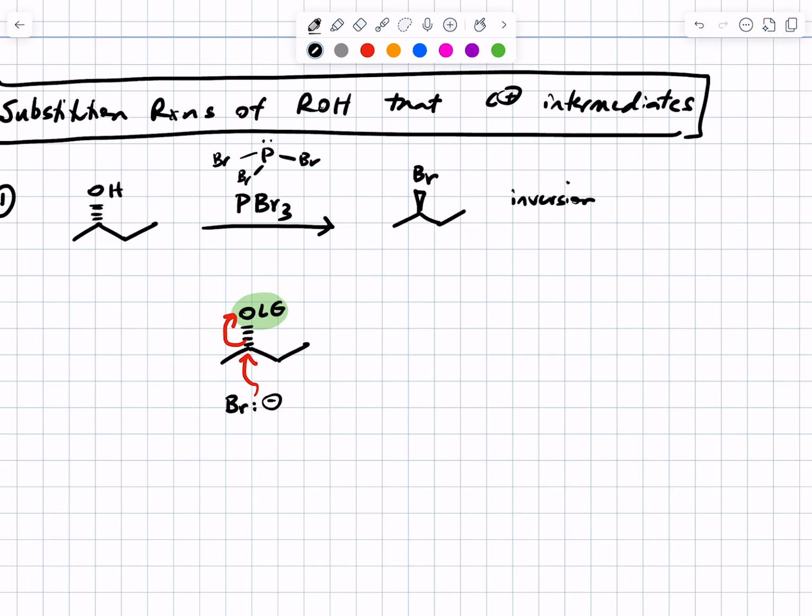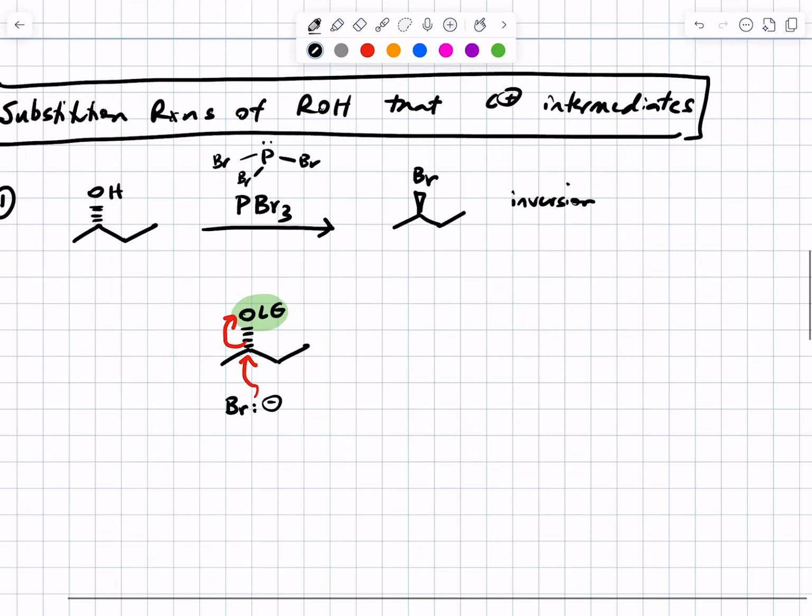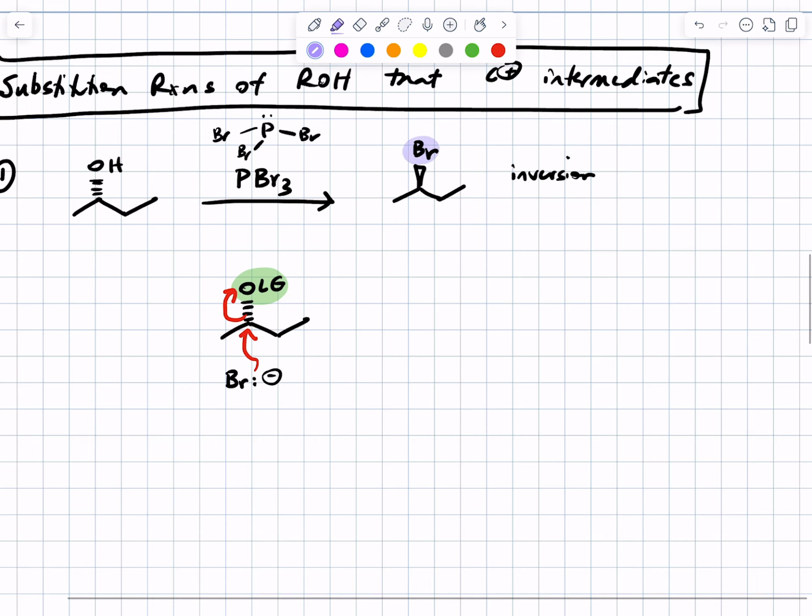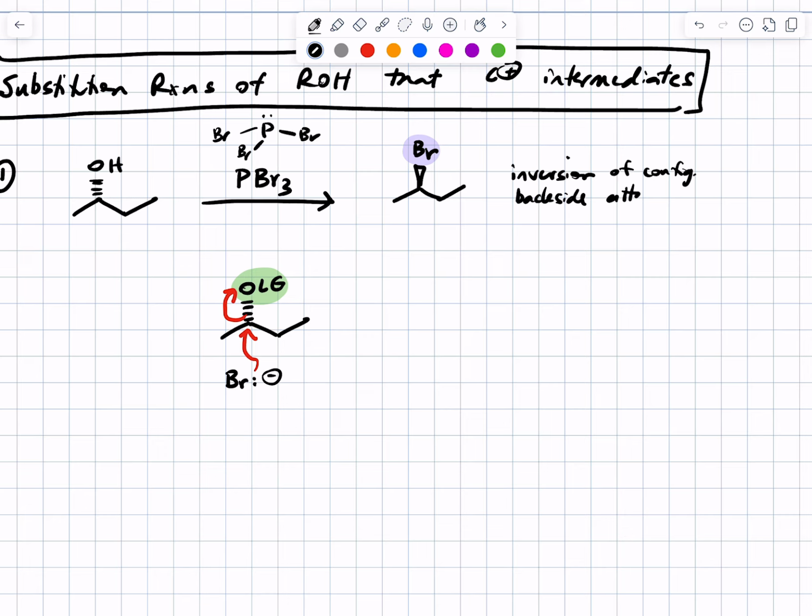So when you use this reagent, the result is that Br replaces OH with inversion of configuration, consistent with backside attack at the carbon where the oxygen was. And so the conclusion is that it must be SN2. That is, the leaving group must not leave on its own until the Br minus attacks.